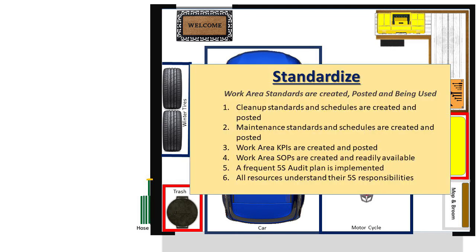In the fourth S, standardize, there are 6 steps that need to take place. The first step is cleanup standards and schedules are created and posted. The second step is maintenance standards and schedules are created and posted. The third step is work area KPIs are created and posted.